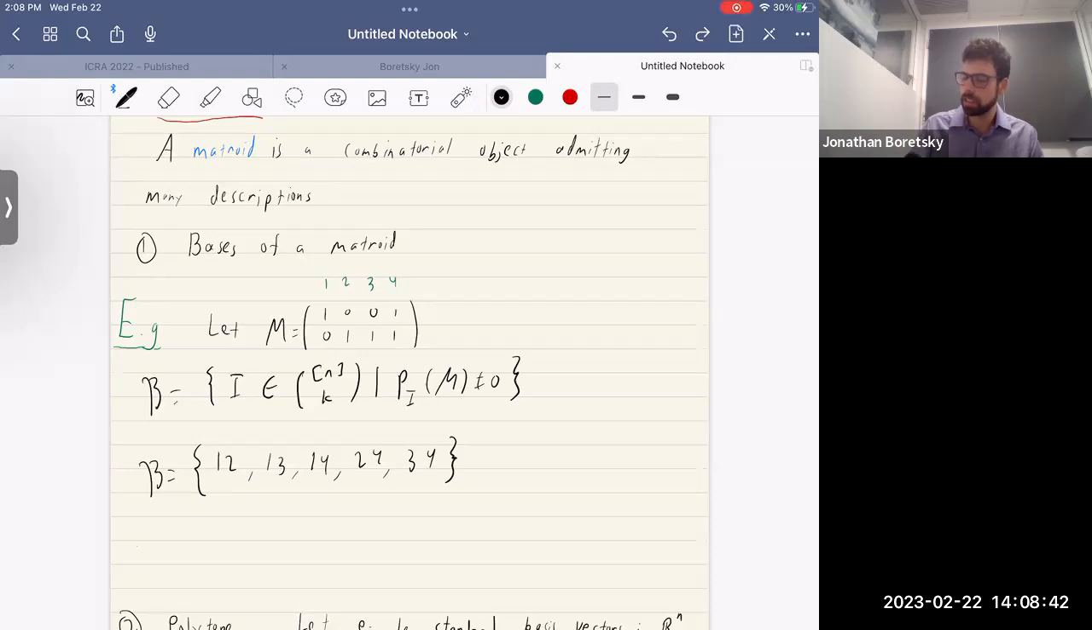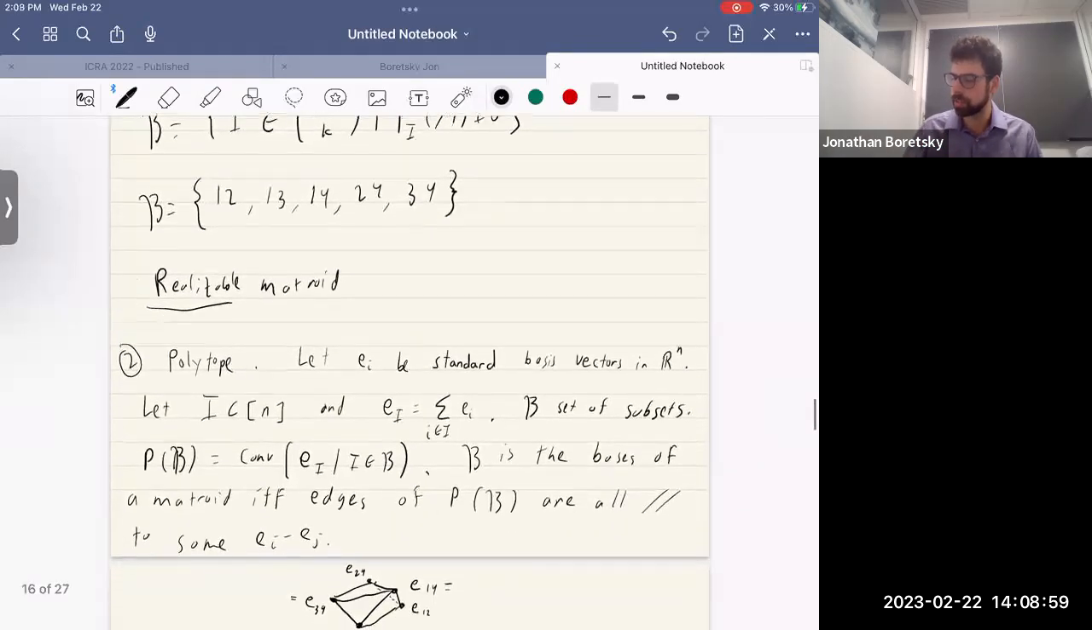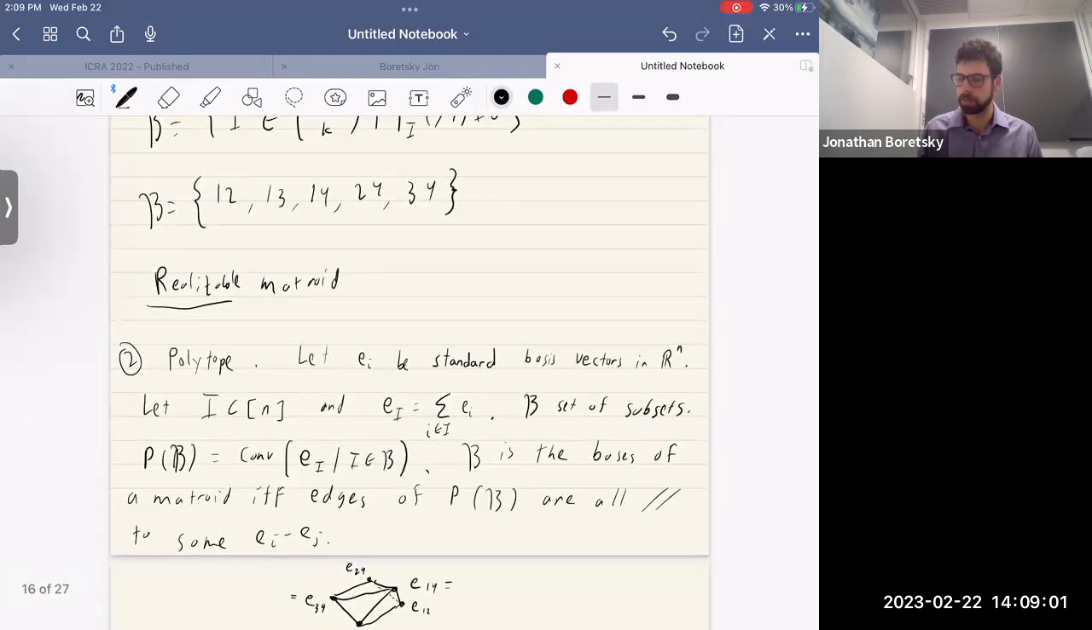And this is an example of a matroid. This is not quite a definition of a matroid. This is a definition of what we call a realizable matroid, which is a special type of matroid, which will be of particular interest to me. All right, but I do want to give you a general definition of matroid, so let me give a different definition, and that's going to be in terms of polytopes.